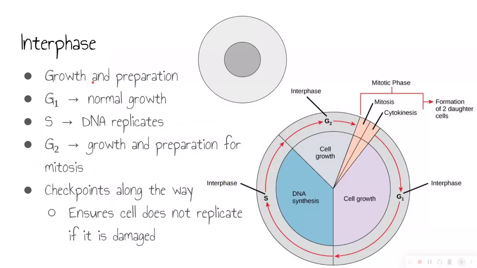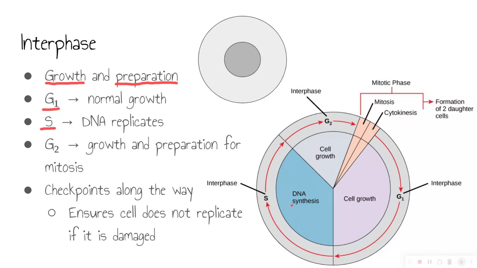So interphase is going to be our cell growth and preparation for division. And remember, this is not actually a stage of mitosis. It's just our preparation for mitosis. So we're going to have several stages of interphase. We're going to have G1, and we can see that right here. It's just normal cell growth. Next, we're going to have the S phase.